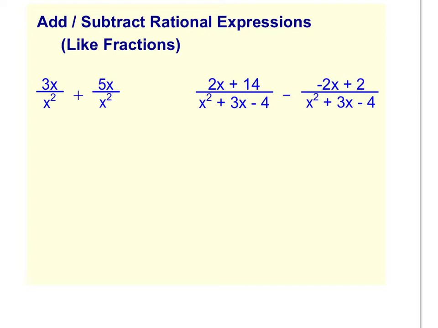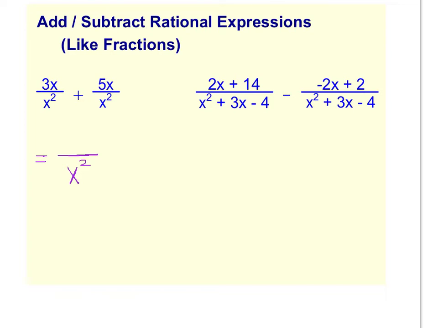So in this first example, you can see that we have an x squared and an x squared in our denominators, so we do have a common denominator. So when working with fractions and you have a common denominator, that denominator does not change. So I know that x squared will be in the denominator.